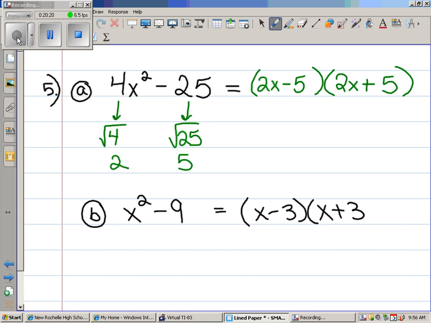Some people just guess at it, but take a look. Here's how you can always check. Number 1, it has 2 terms. Number 2, there's subtraction in between. And number 3, do you see the numbers in the front? The square root of 1 is 1, and the square root of 9 is 3. So this is the difference of 2 perfect squares. That's always the pattern that you'll use.